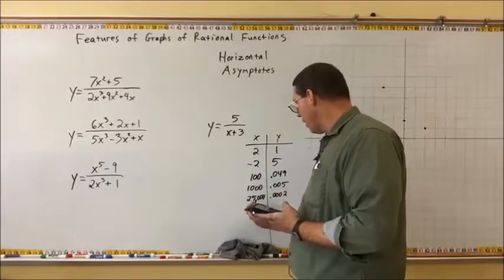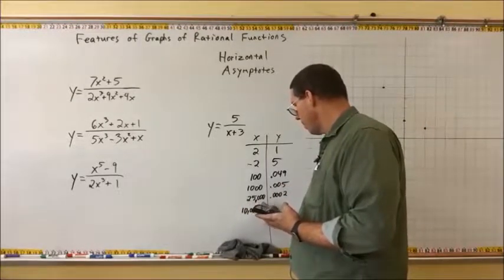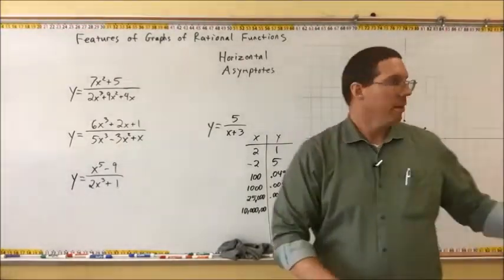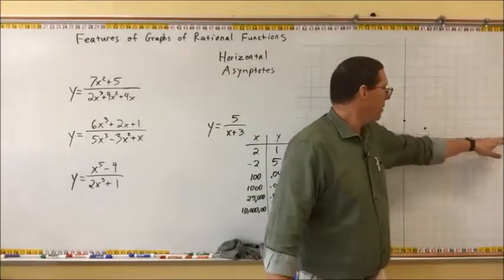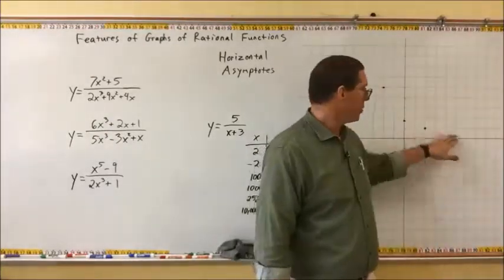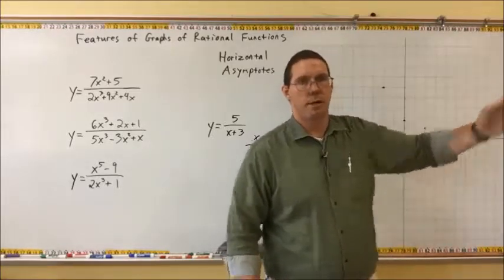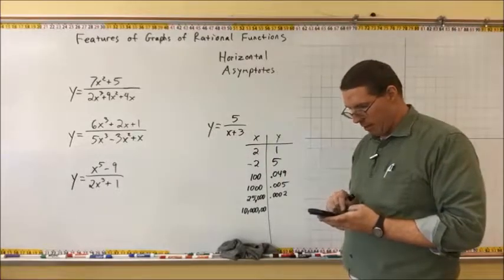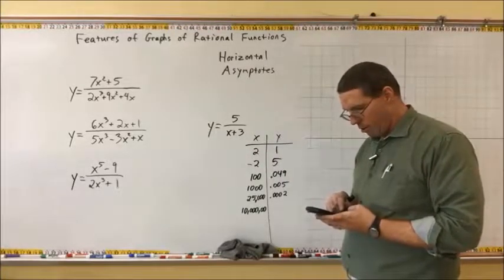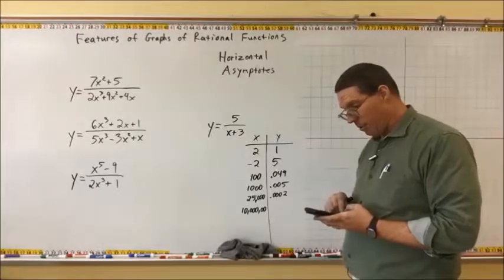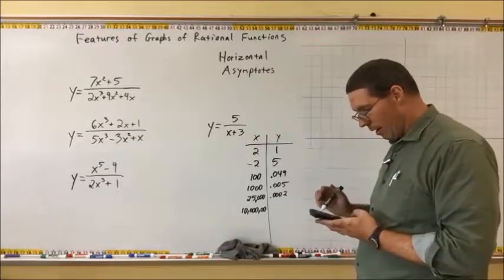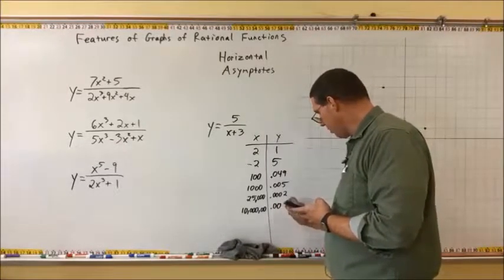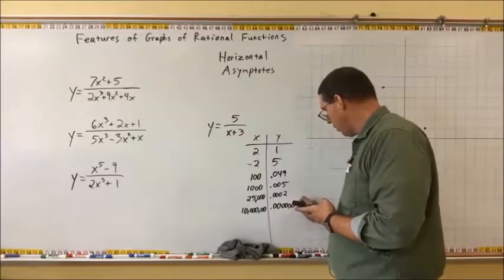What if we just jump ahead and put in a really big number, 10 million? On the x-axis, 10 million is way off that way, off the planet almost. If we plug in 10 million, we'd have 5 divided by 10 million and 3, and that would be 0.0000005.